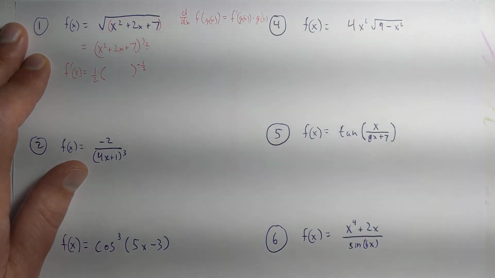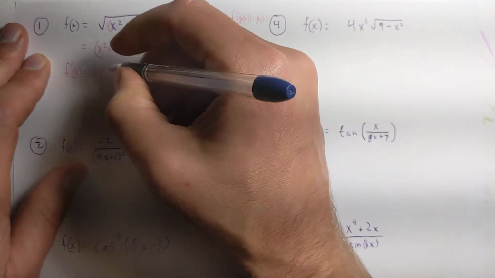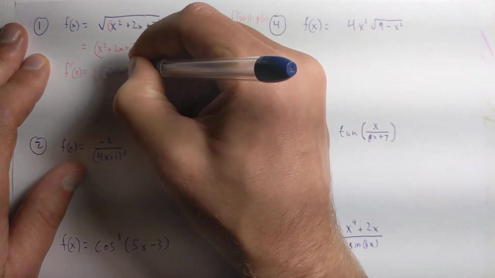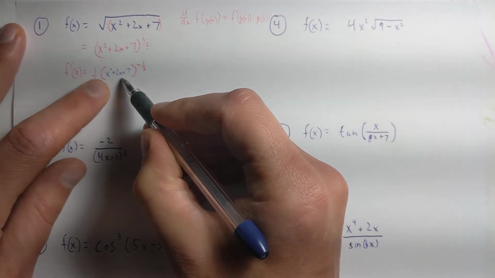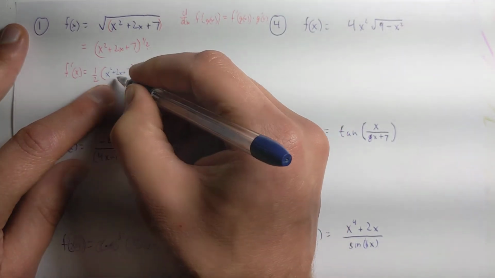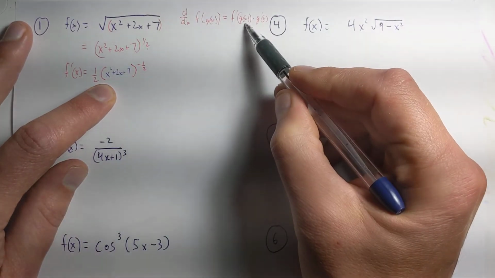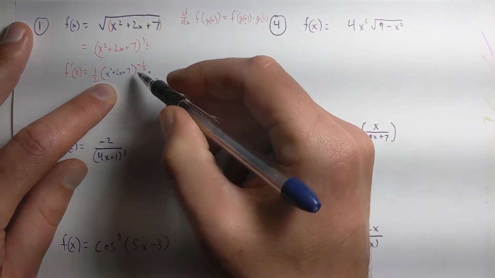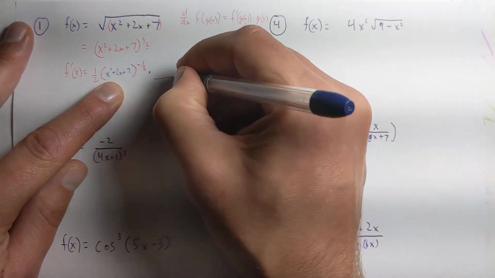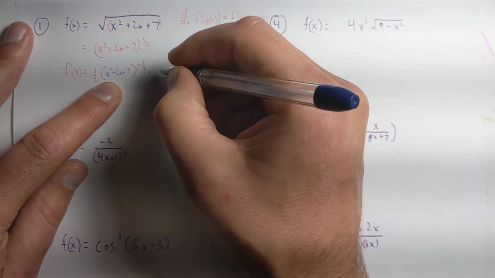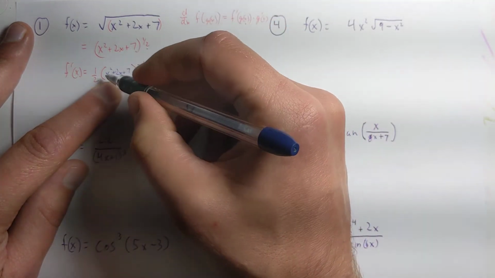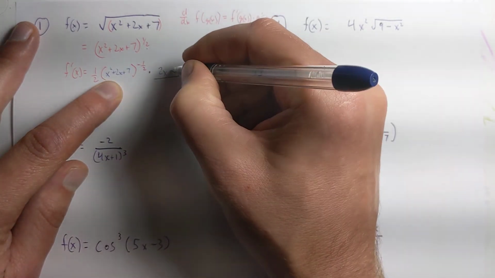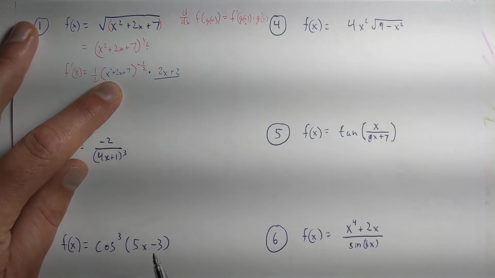Then I'm going to leave the inside here for now, x squared plus 2x plus 7. We'll leave the inside alone for now and for always because I'm not going to change it. But I do have to multiply by the derivative of the inside. The derivative of the inside is going to be, well, what's the derivative of x squared? That's just 2x. What's the derivative of 2x? That's just 2.